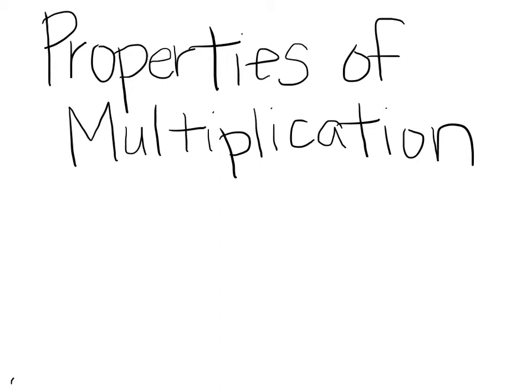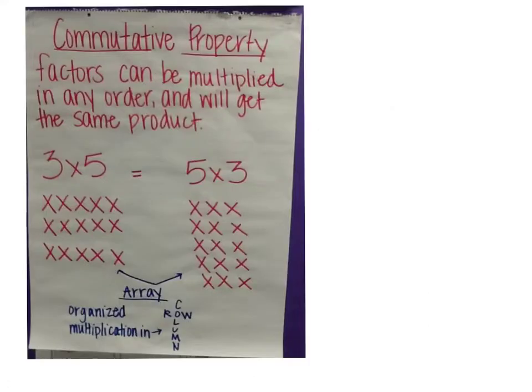Properties of multiplication. We are going to be talking about the different properties today. This week in math, we're talking about the commutative property. Factors can be multiplied in any order and will get the same product. For example, 3 times 5, 3 groups of 5 in each, is equal to 5 groups of 3 in each.